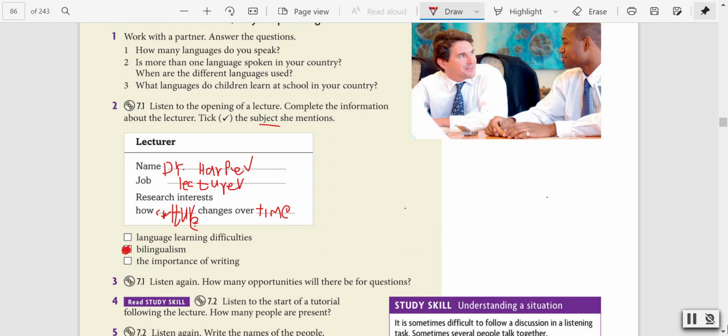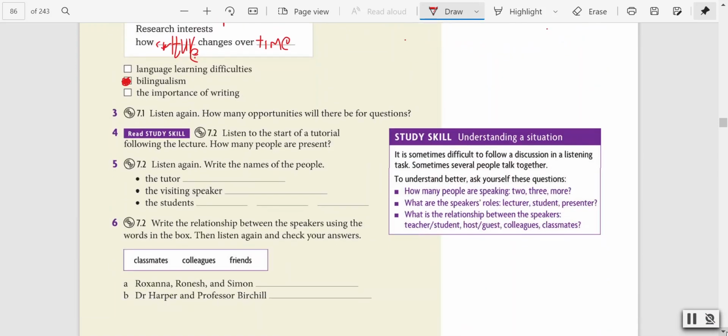Okay, that's good. The next exercise, which is exercise number 3. Listen again. How many opportunities will there be for questions? How many opportunities for asking questions? Okay, the students have 2 opportunities for asking questions, one of them at the end of the lecture and the next one in the next week, which is in the tutorial.